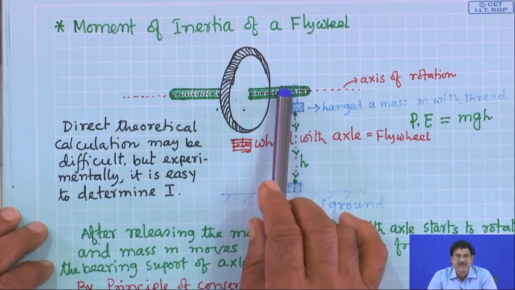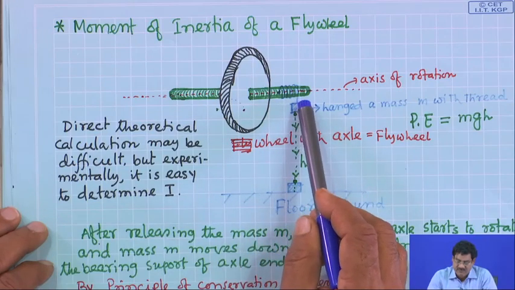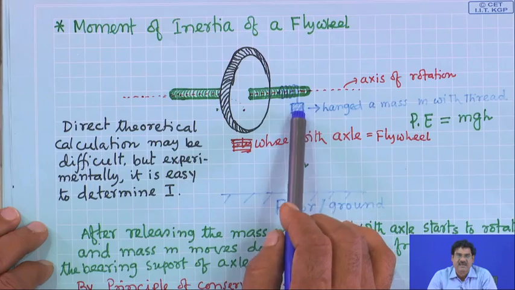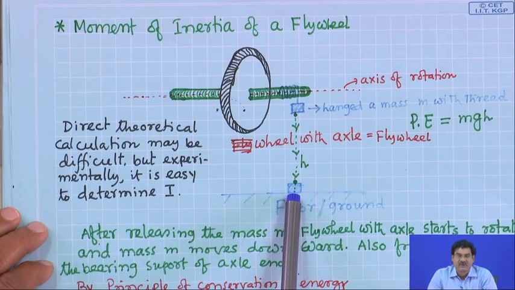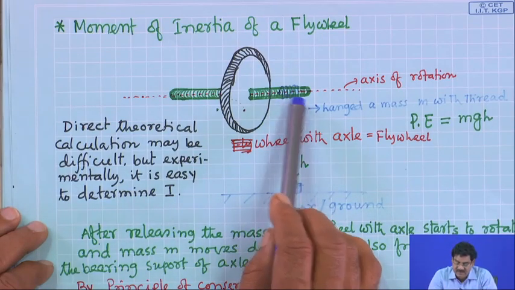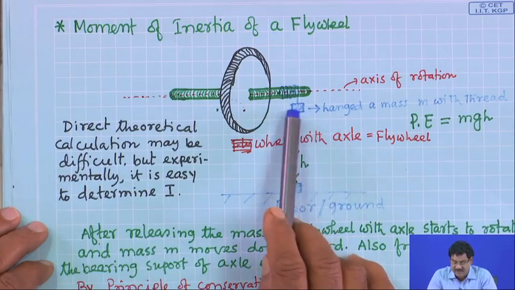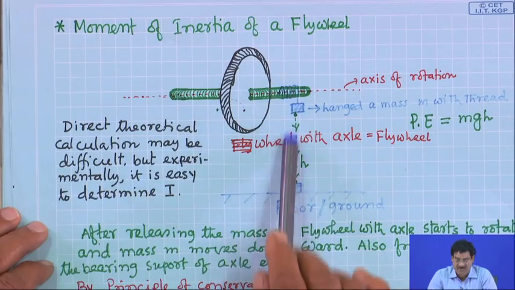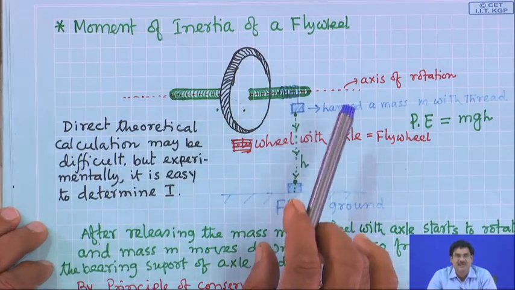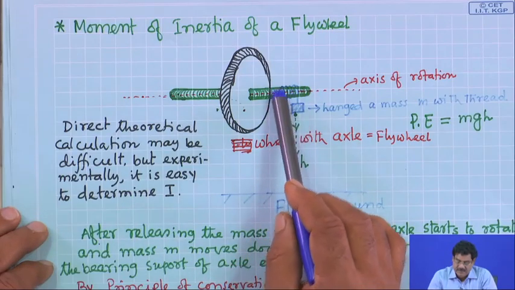This mass is hanged with thread from this axle. Here we have taken the length of this thread in such a way that the height of this axle from the floor, whatever the height, this thread length is more or less equal to this height, okay.